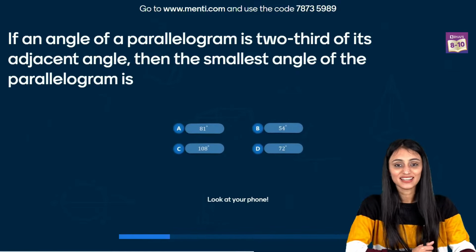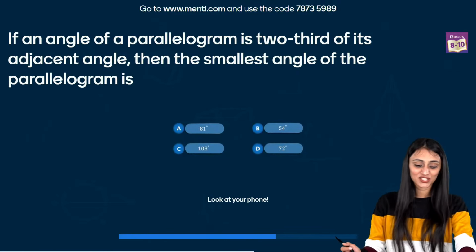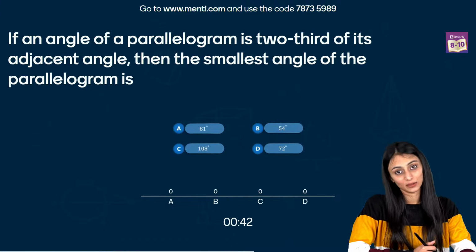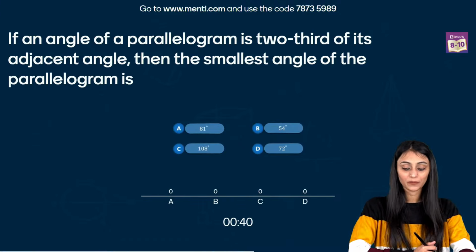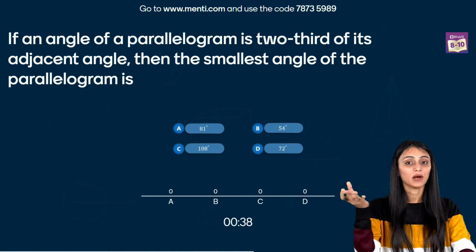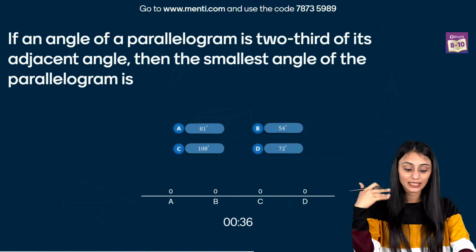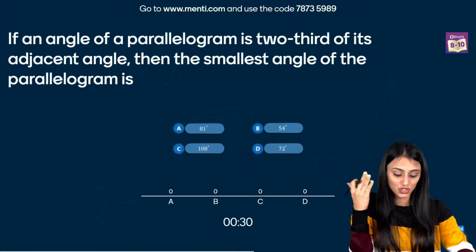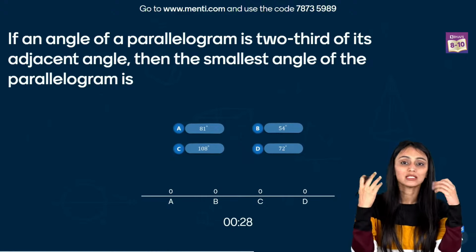Jayaveer, easy peasy, yeah? Okay, let's take a look at this question. If an angle of a parallelogram is 2/3 of its adjacent angle, then the smallest angle of the parallelogram is. Make a parallelogram, whatever information is given, according to that you can mark the angles. I'm just giving you a hint. Then you can find out the smallest angle. Though I know that all of you know how to do it, I was just telling you how you can simply solve this.